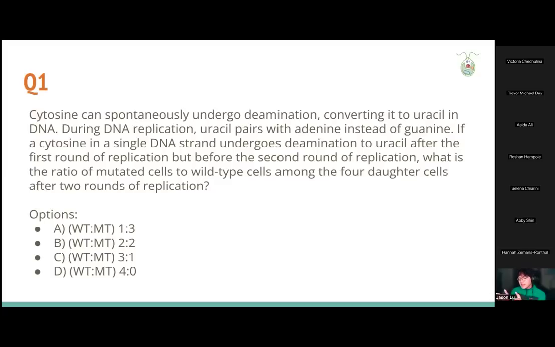So when it undergoes that second round of replication, as we saw with that diagram in the previous few slides, one of the daughter cells will have a uracil that is base paired to an adenine. And then the other cell will have a normal cytosine to guanine double strand. So essentially, we're going to get 1 out of our total 4 cells that's mutated. Pretty much exactly like that example that I've shown you previously. So the correct answer here is going to be C. We're going to get 3 wild-type cells and 1 mutant cell.